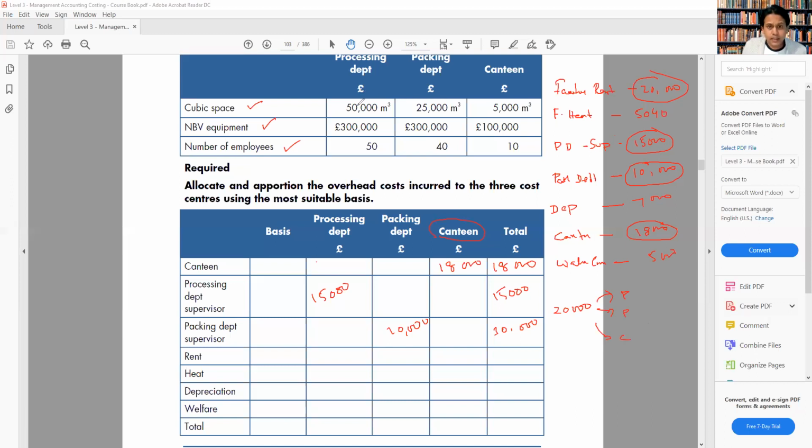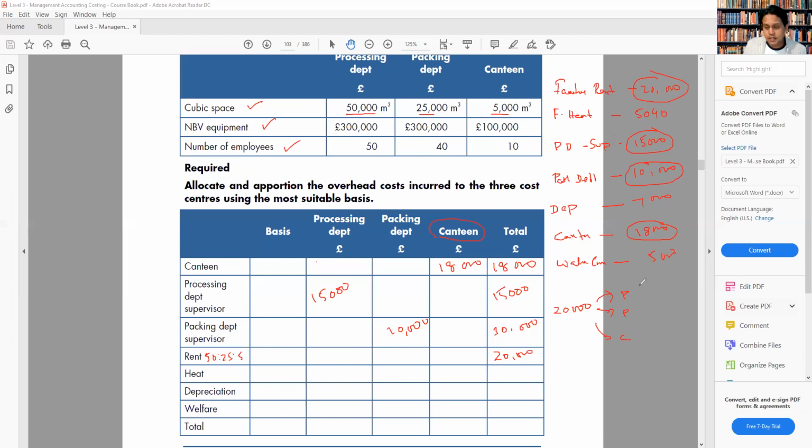Now we can see the processing is 50. Is it processing or packing? The first one. So let's have a look. It's processing, yeah, so the processing is 50,000. The packing is 25, and the canteen is 5. I'm sure you know how to do it. So we do 50, ratio 25, 5. That's how we're going to split. So the total 20,000 cost, we're going to split among these three with the ratio 50, 25, and 5.